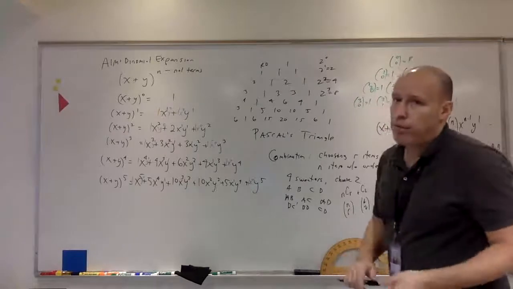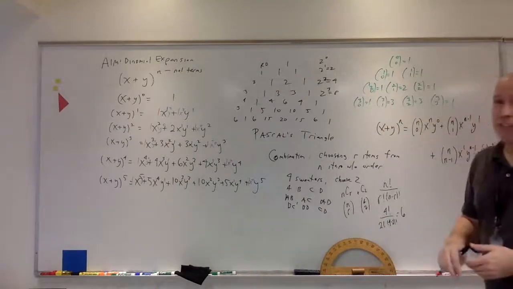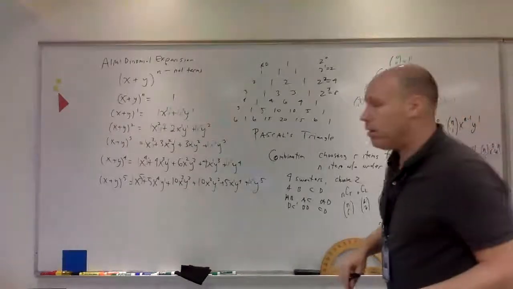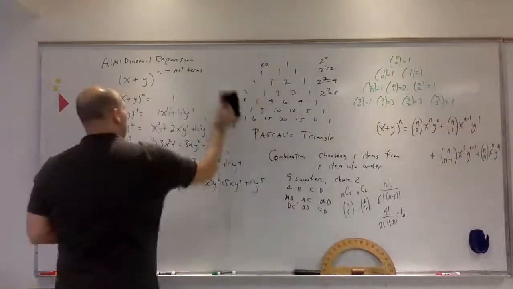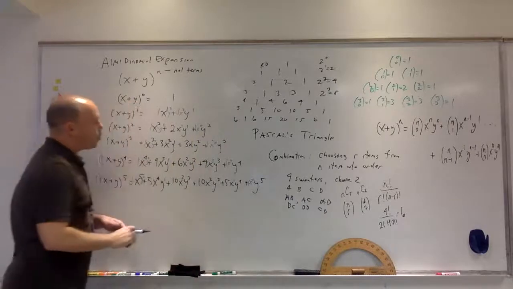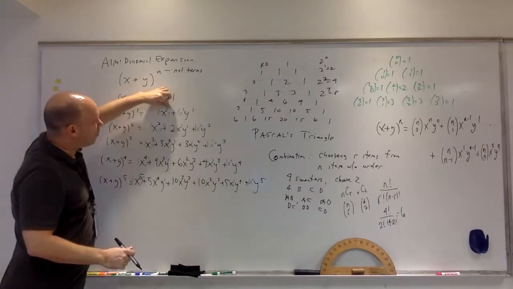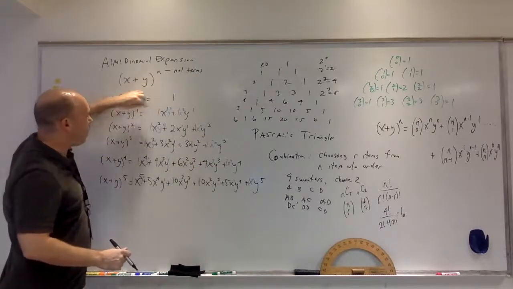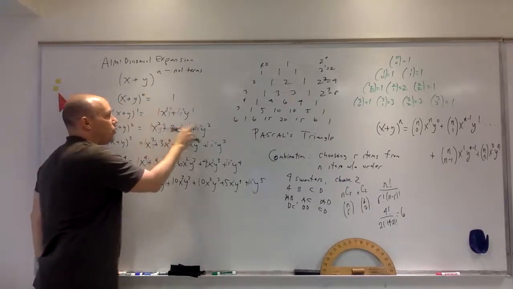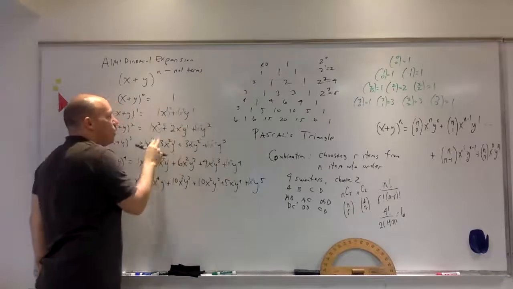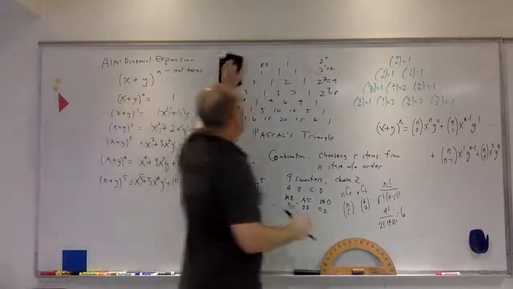Okay, let's try some other prompts. So the textbook is going to ask you to expand this out. One other thing I didn't mention: all these exponents, the sum is always the nth power. So 2 plus 0 is 2, 1 plus 1 is 2, 0 plus 2 is 2. So we'll get back to that. Okay.